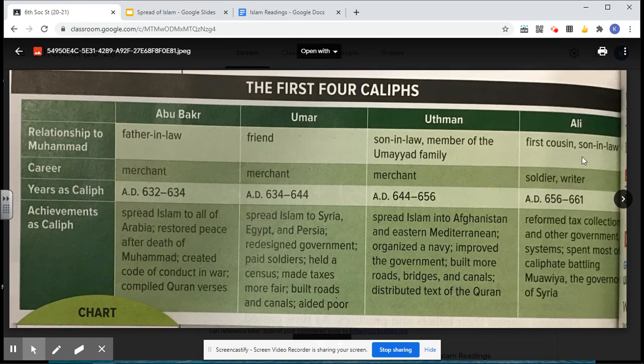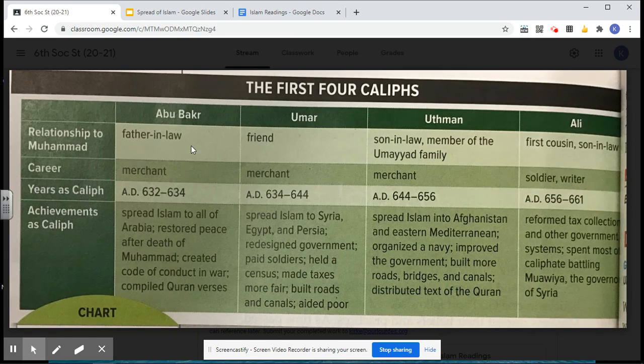And last but not least, you have Ali over here. This is kind of an interesting category for him because he is a first cousin to Muhammad, but he's also a son-in-law. I know that seems kind of weird, but that would be like one of your first cousins marrying one of your kids, right? So basically, Muhammad is cousins with Ali, but then Ali also married one of his daughters. Okay, so he's definitely a relationship by family.